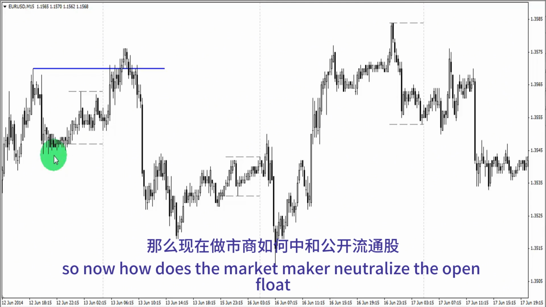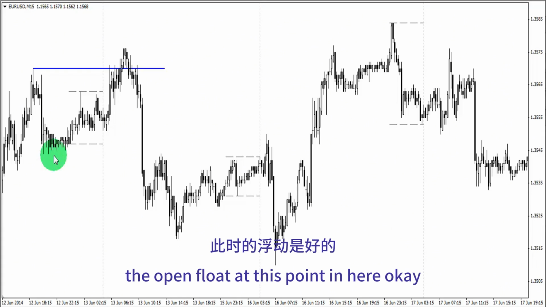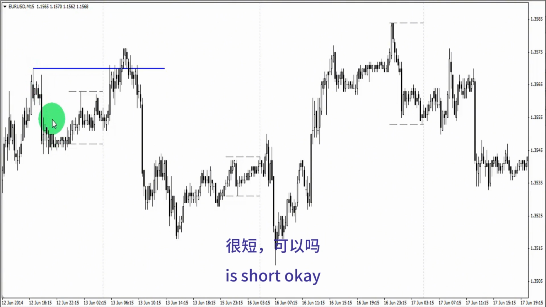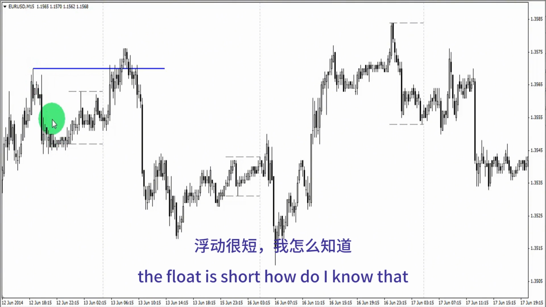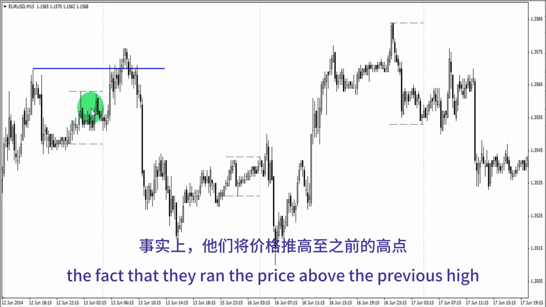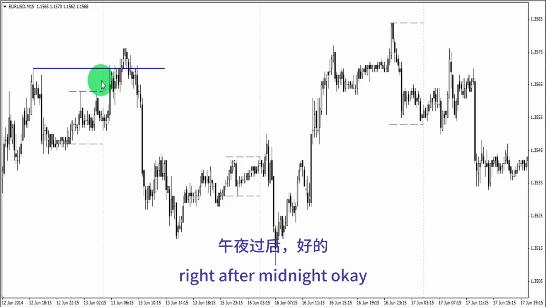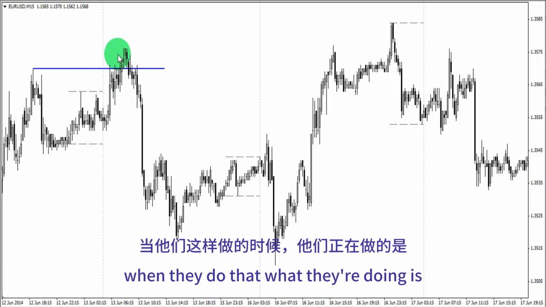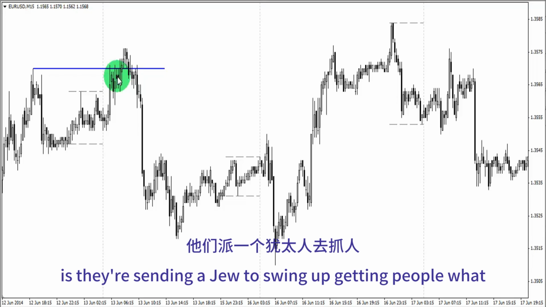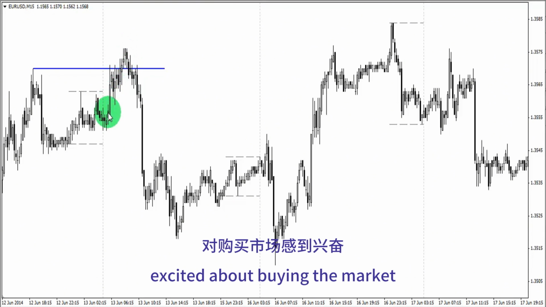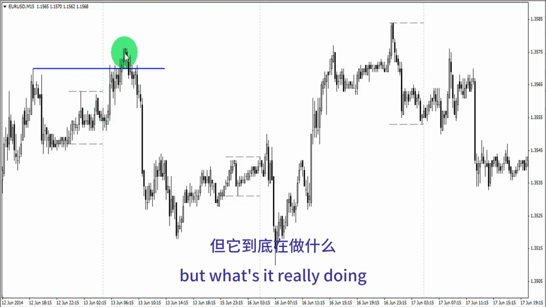Okay, so now how does the market maker neutralize the open float? The open float at this point in here is short. How do I know that? The fact that they ran the price above the previous high right after midnight. When they do that, they're sending a Judas swing up, getting people excited about buying the market. But what's it really doing?